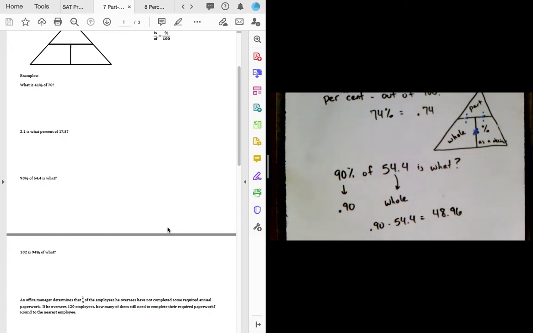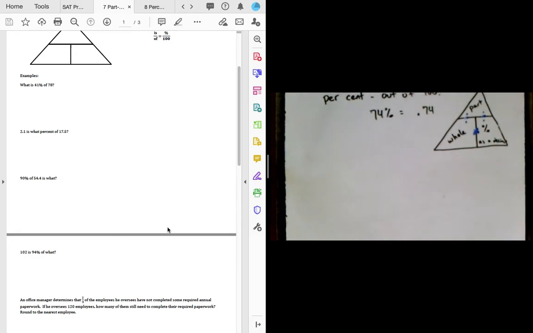Most of the time I will not be asking you to round these values, but we know our rules of rounding. If I ask you to round maybe to 1 decimal place or to the nearest whole number, we would apply our rules of rounding to make it fit. In this case, we get 48.96. Let's do this next example.